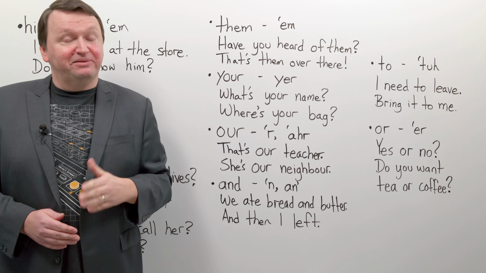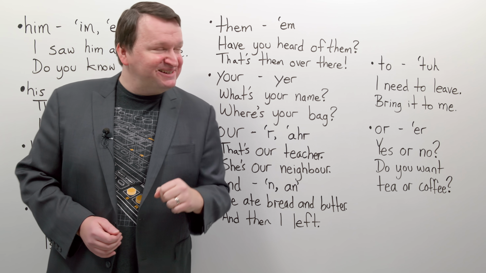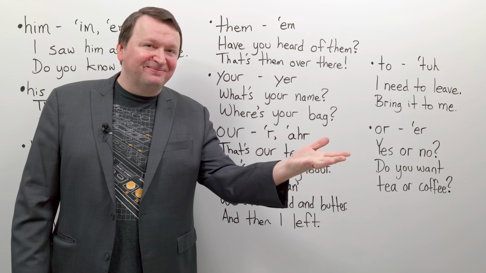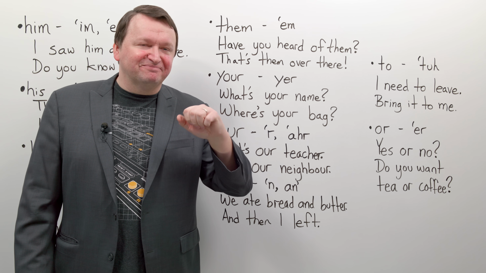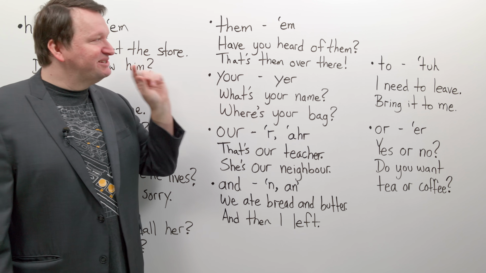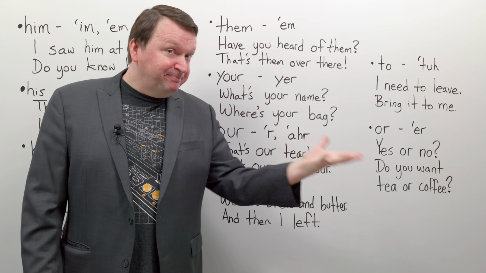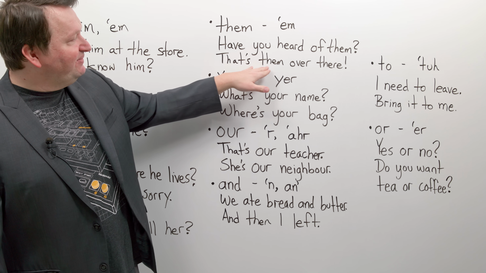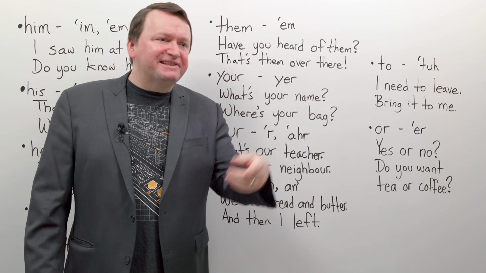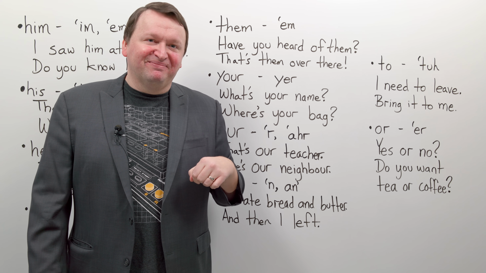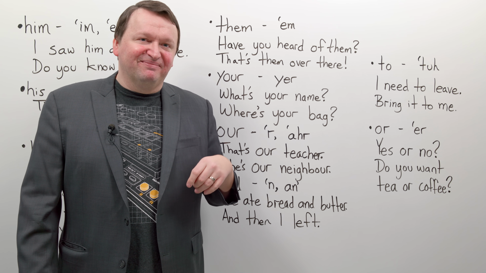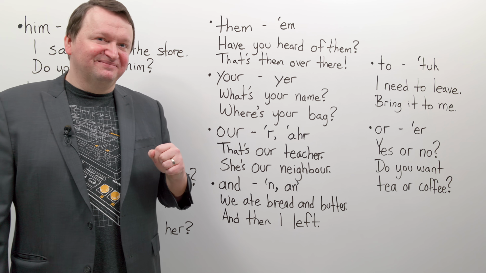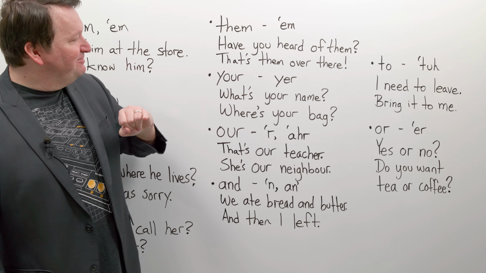So them, we just say M in this case. So repeat after me. Have you heard of them? I said it more as em than M in that case. Let's try that one more time. Have you heard of them? Okay. And next one. That's them over there. That's them over there. Not bad, not bad.